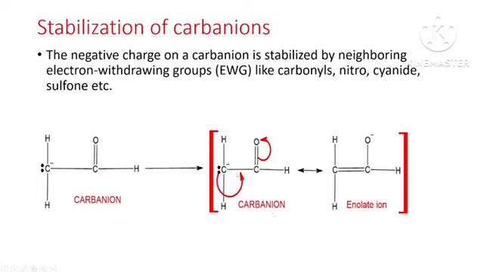So in order to reduce the electron density on this carbon, this electron withdrawing group is what is going to help us do that. And how is it going to help us? Let's see. The two electrons here making this carbon negatively charged are pushed in between the two carbons, the carbonyl carbon and then the alpha carbon.